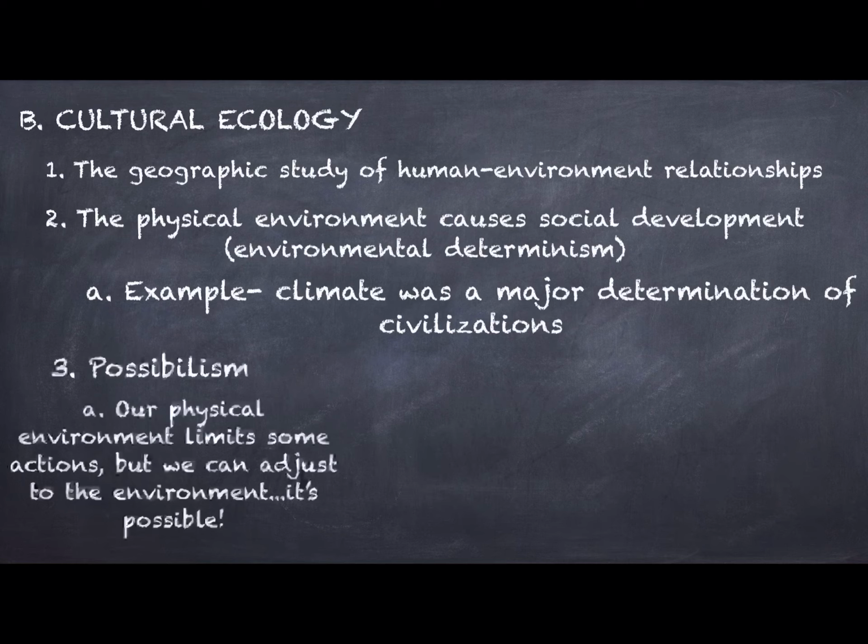Now, one very important term that we have to understand to finish up our lesson for today is possibilism. It's a term that is associated with cultural ecology. Possibilism is very easy to understand because the word possible is almost in there, and this is the definition. Possibilism is basically where our physical environment limits some of our actions, but we can adjust to the environment. See what I did there? It's possible. Let me give you an example.